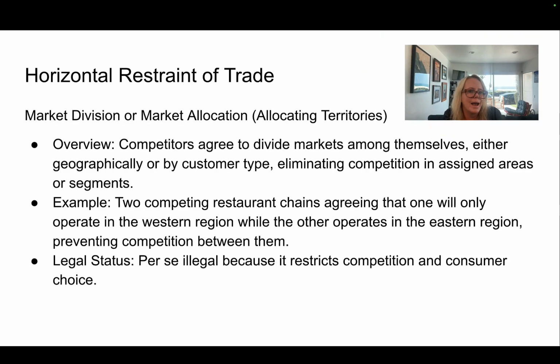Market division or market allocation, which is allocating territories. So competitors who agree among themselves to divide up markets geographically or by customer type, eliminating competition, is an example of market division. Two restaurant chains that are competing agree that only one will operate in the western region and the other will operate in the eastern region, preventing competition between them. Again, also per se illegal, meaning that you don't have to show that it restricts competition or that it's doing damage, you just have to show that it's happening.